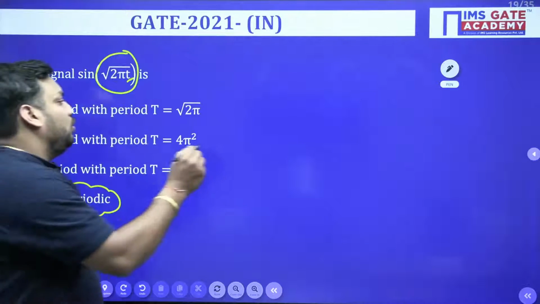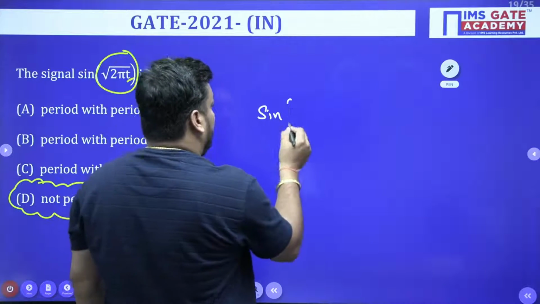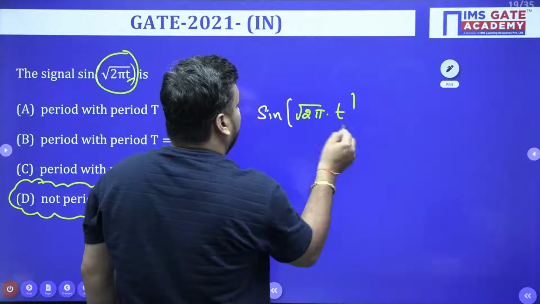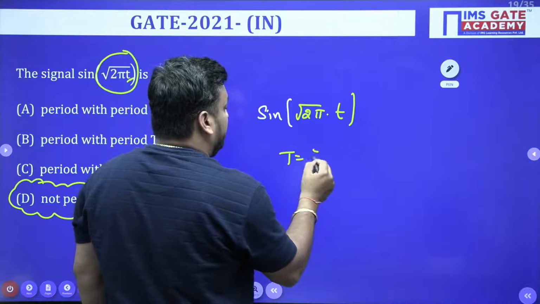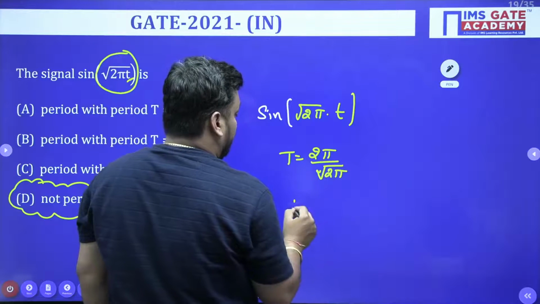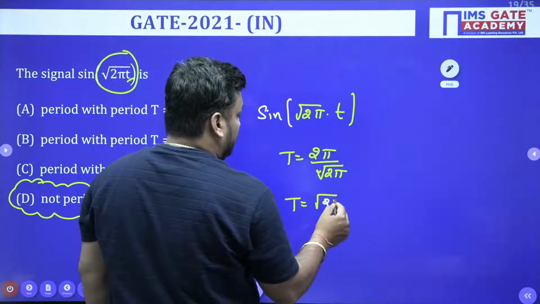If the signal looked like this, sine of root pi into t, then its fundamental time period will be T equal to 2 pi upon omega 0. And omega 0 is nothing but root pi. So the fundamental time period is nothing but root 2 pi.